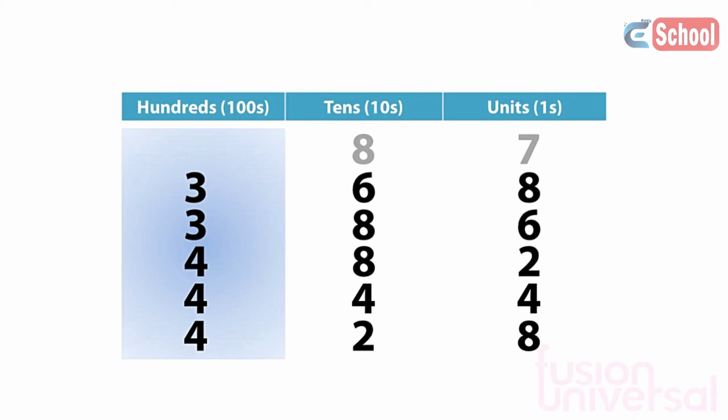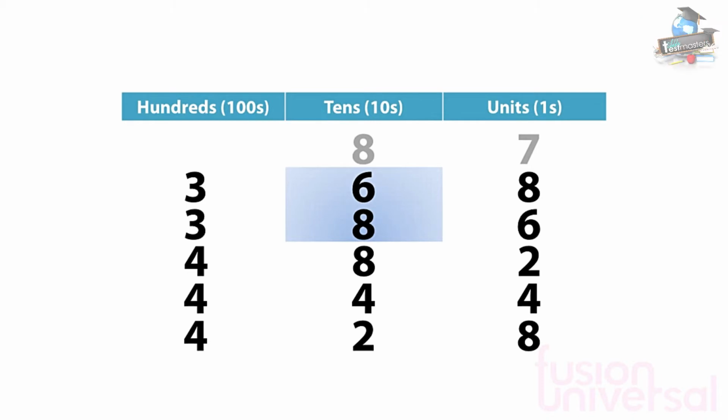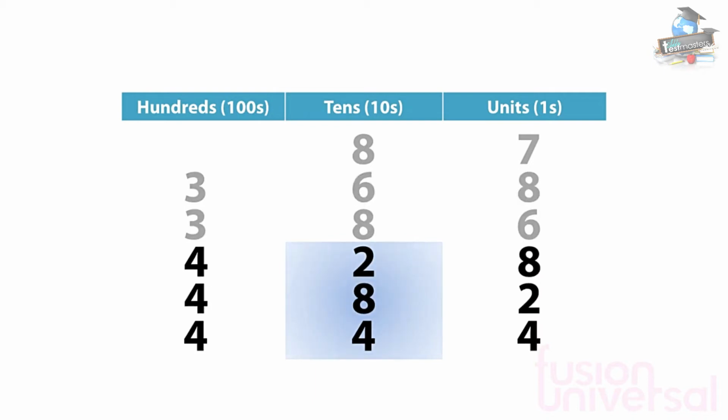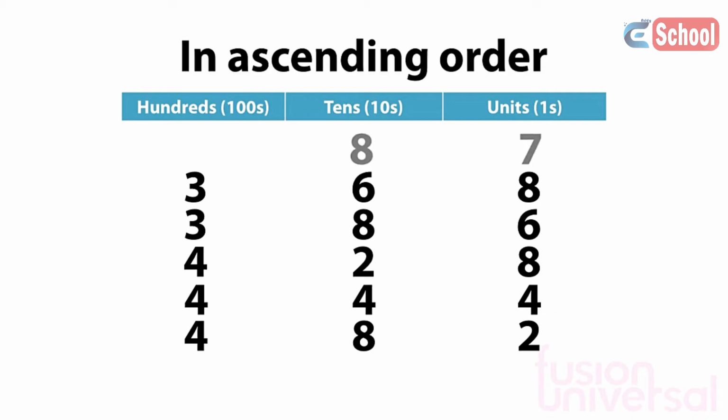For these two numbers, let's look at the tens column. We can see that the smaller number is 6. This means that these numbers are already in the correct order. Now let's look at the numbers with 4 in the hundreds column. Now let's look at the tens column for all these numbers. If we look at these three numbers, they should be in the order 2, 4, 8, so the numbers can be rearranged to give this. We now have all 6 numbers arranged in ascending order.